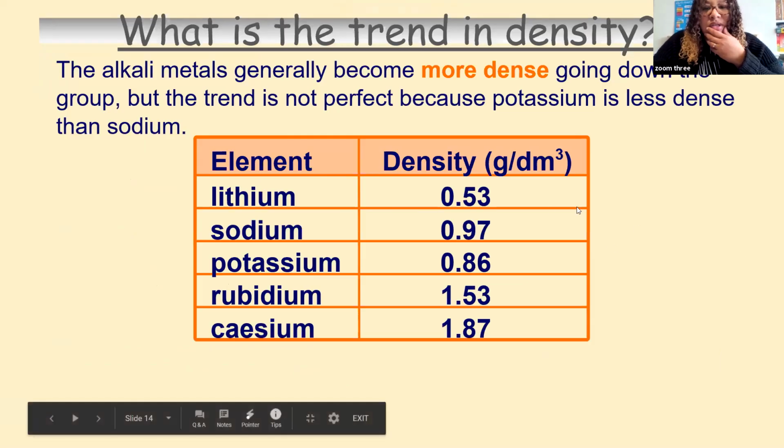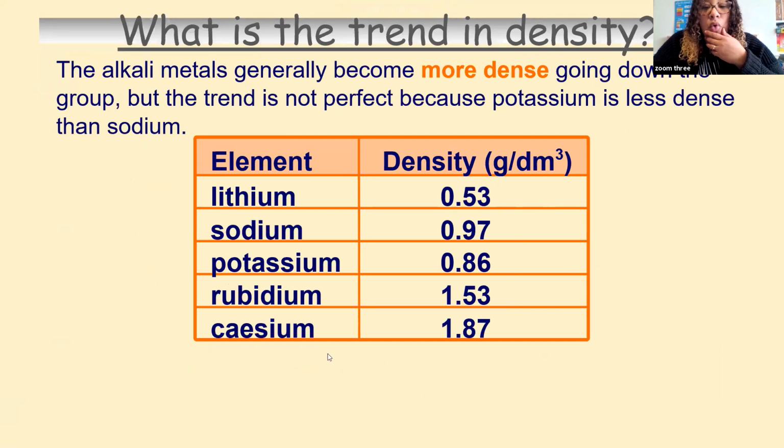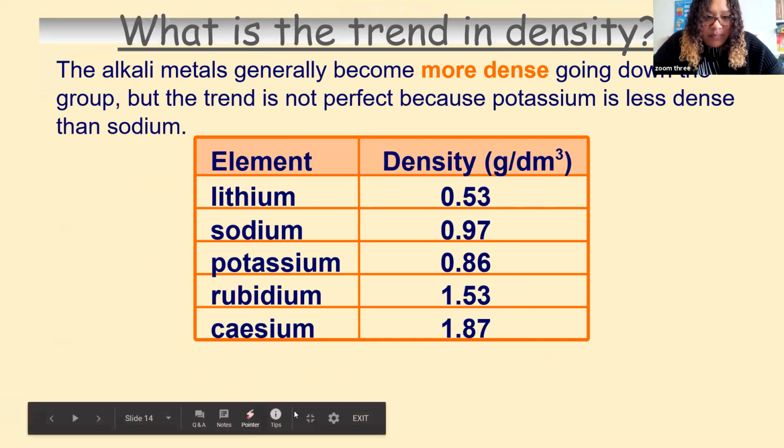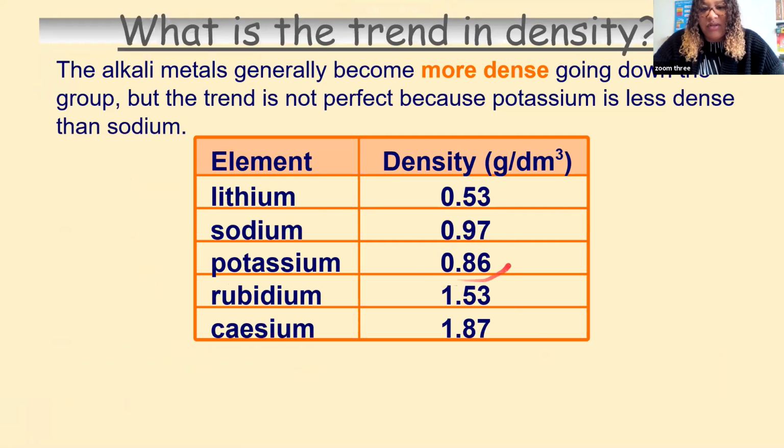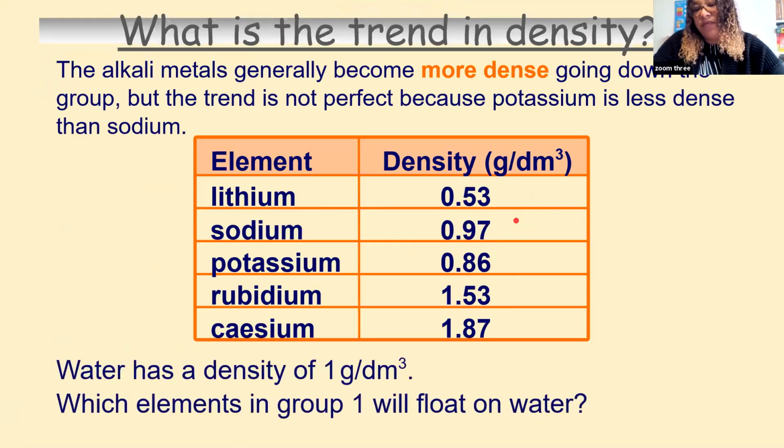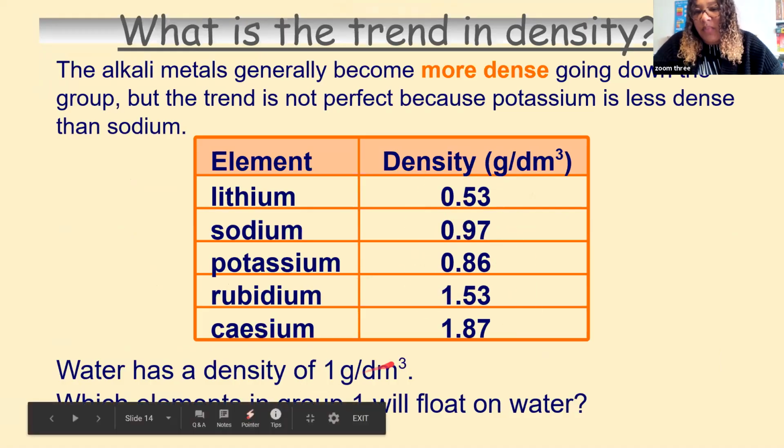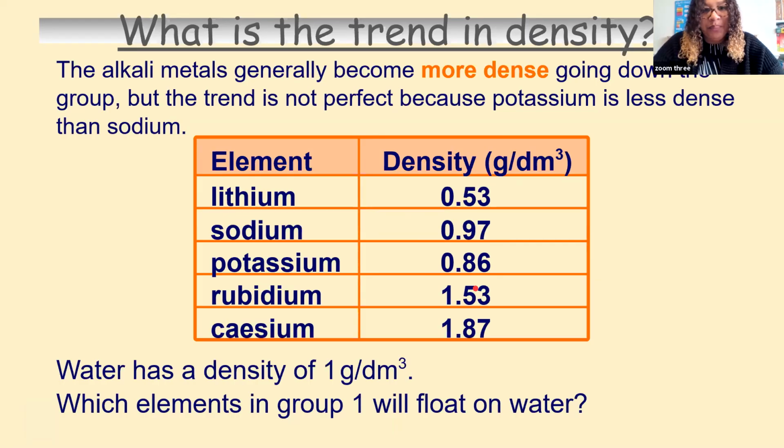And as you can see, as you go down the group, they become more dense, apart from potassium here, which throws a little spanner in the works. But apart from potassium, the density increases. This means that some of them have such a low density that they can float on water. So if water has a density of 1 gram per decimeter cubed, which 3 of these will float? It's the top 3, because their densities are less than 1.